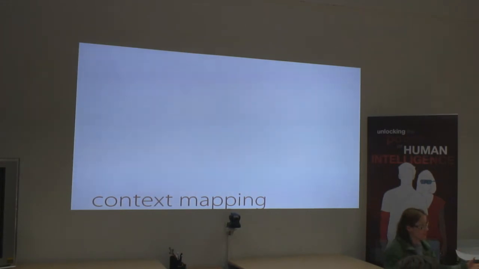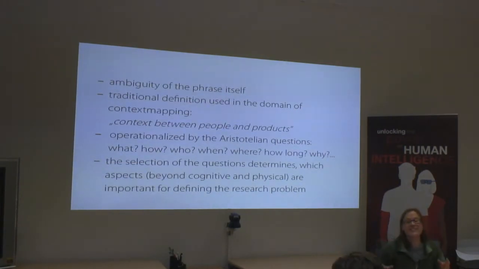So, what is this whole context mapping? First of all, there's a huge ambiguity in the phrase itself. Context is, like I told you, so many different things. There is a traditional definition used in the domain of context mapping, which is that context is between people and products. It can be people and people through products, but there's always an interactive product involved in context mapping.